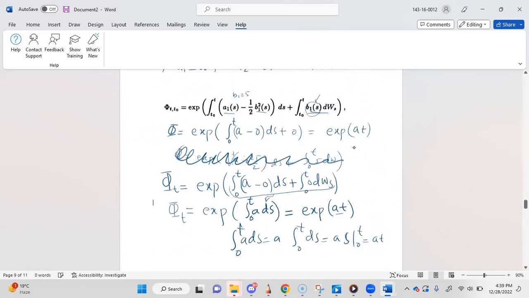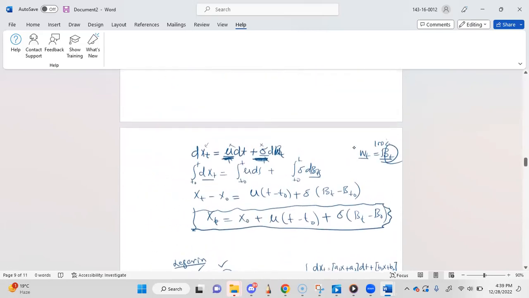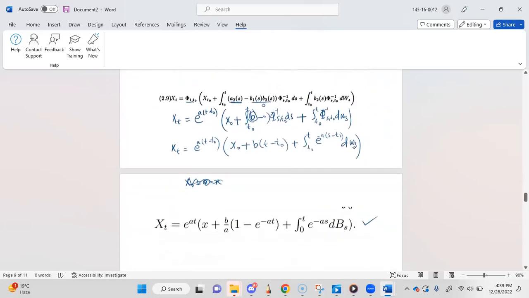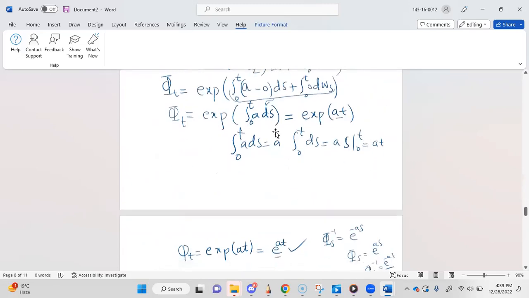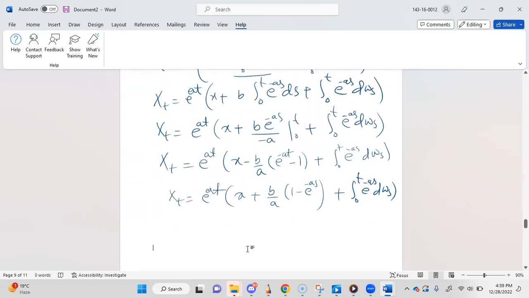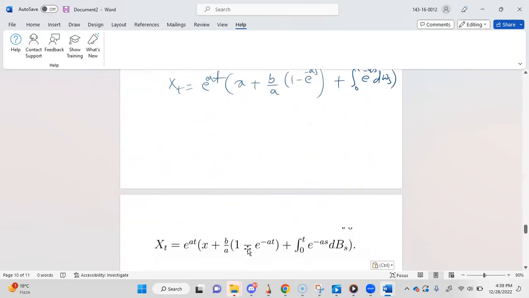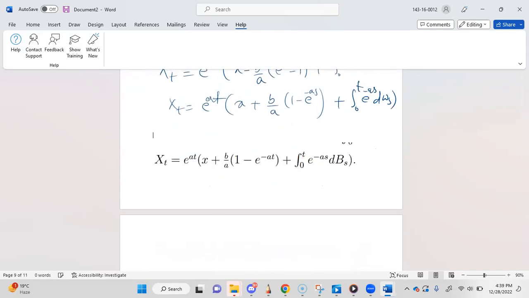Okay, and last time when we solved it, our solution was this. So you just compare this. Just compare these both. Is it exactly the same?